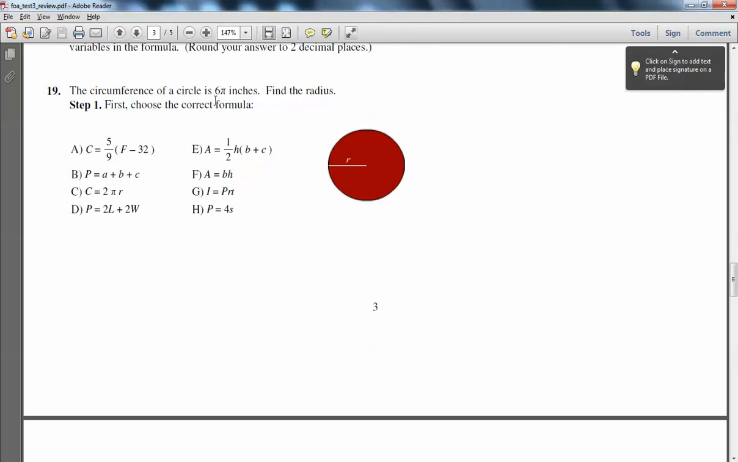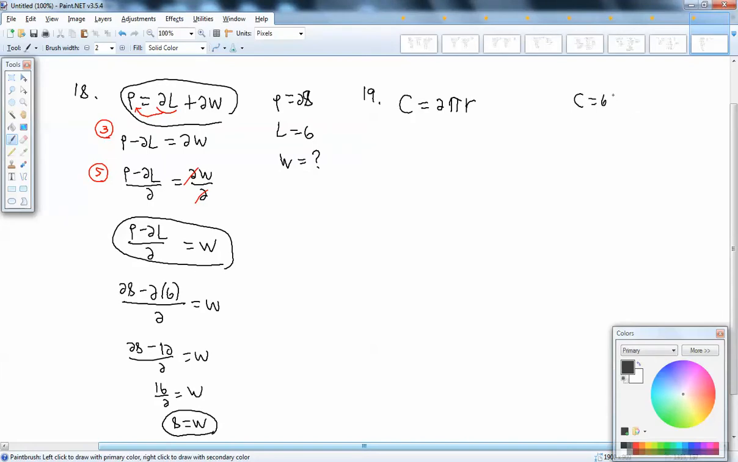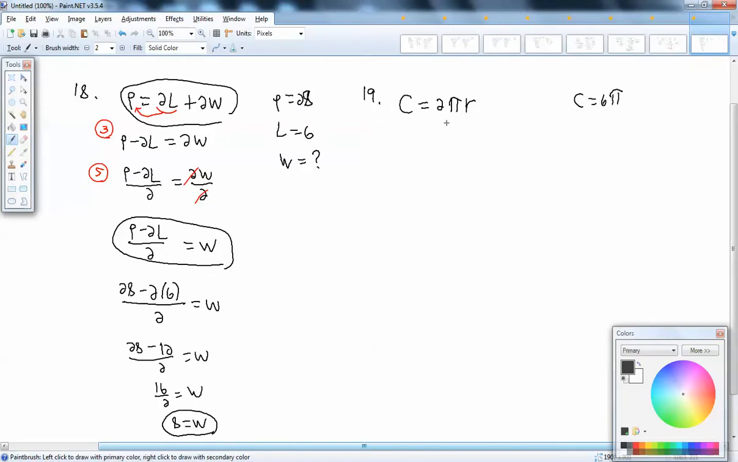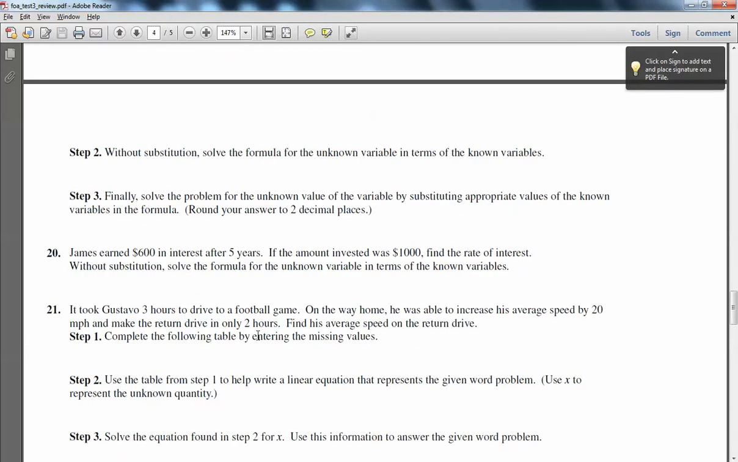Okay, what do they give us? Circumference is 6 pi, so it's telling us C is 6 pi. Find the radius. Okay, so the correct formula, 2 pi r would be C. So anyway, that's our correct formula. Without substitution, solve the formula for the unknown variable.